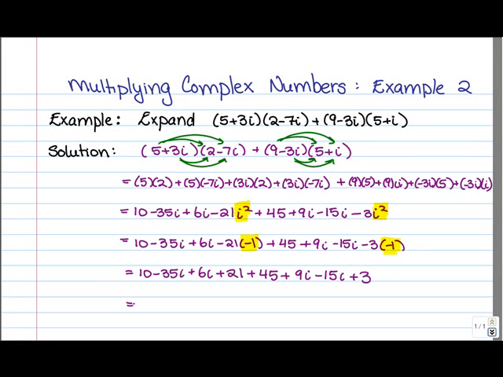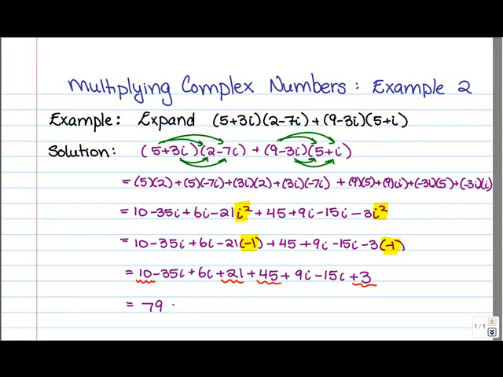So now let's continue to the final step, which is to collect like terms. Let's have a look at what our real terms are. So the real terms without the i's in them are the 10, the 21, the 45, and the 3. So all the terms that have just been underlined in red. So if we combine these together, 10 plus 21 is 31, plus 45 is 76, plus 3 is 79. So that's the real component of our number.